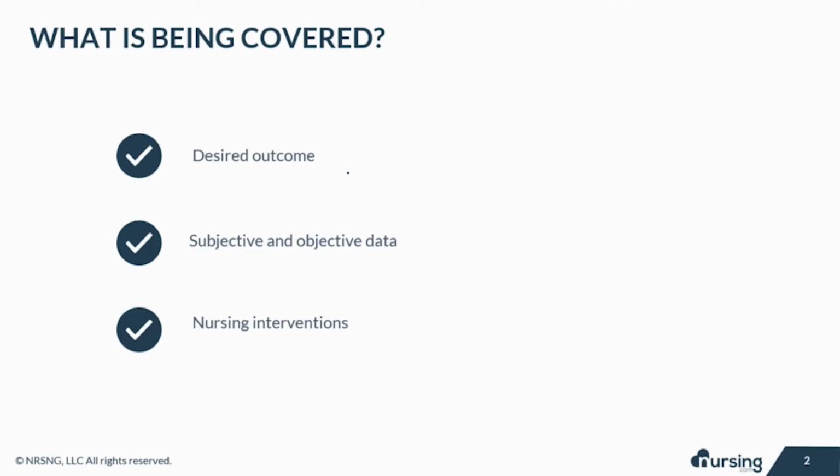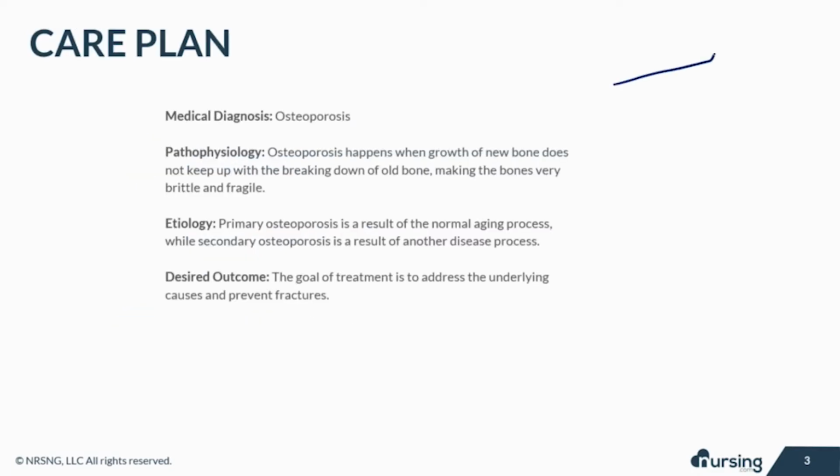Guys, in this care plan we will explore osteoporosis. So in this osteoporosis care plan, we will cover the desired outcome, the subjective and objective data, along with the nursing interventions and rationales. So bone is a living tissue that is constantly being broken down and replaced.